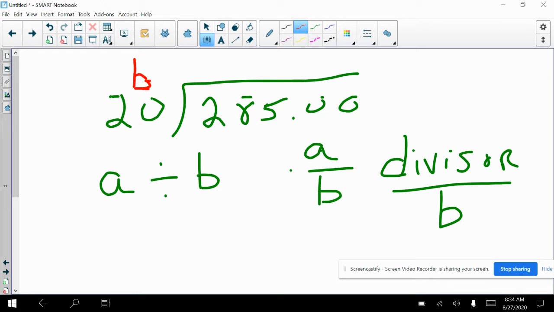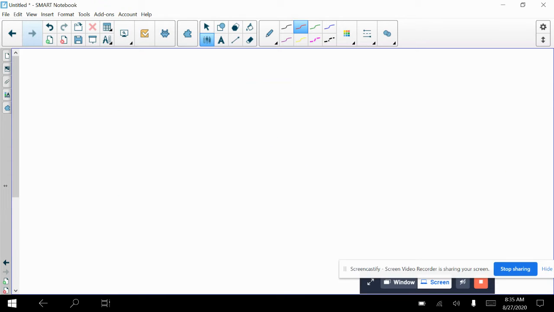Okay, obviously then that leaves 285 as A. So when you see this problem, and I will go back to the screen if we need to, when you see this problem, it's going to look like this.